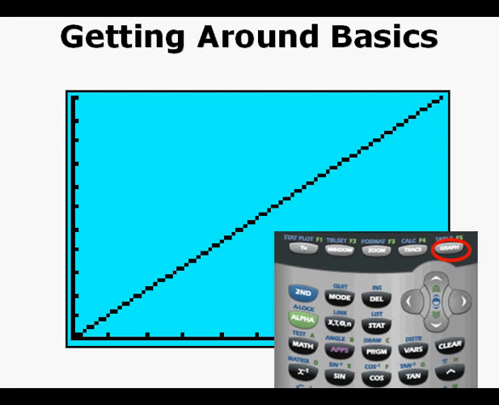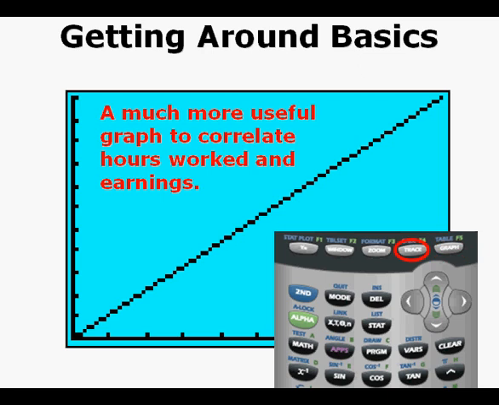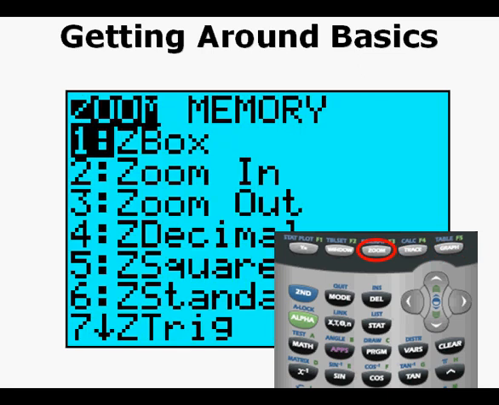If we use the trace key, we can move up and down the line to see the relationship between John's pay and hours worked. Now we'll look at the zoom key at the middle of the top, and this is what we see, the zoom menu. We go down to 6.